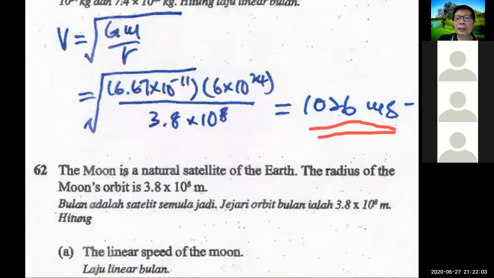The moon is a natural satellite. The radius of the moon orbit is this distance now. Calculate the linear speed. Linear speed means orbital speed. So use the same formula like just now.